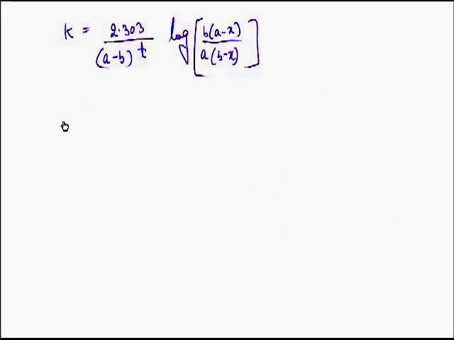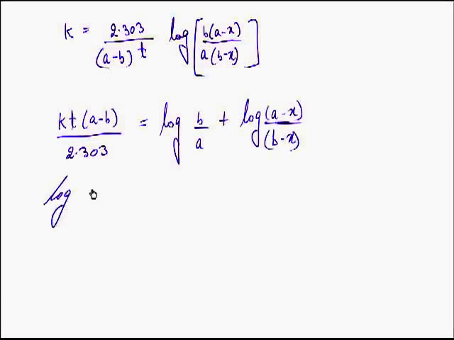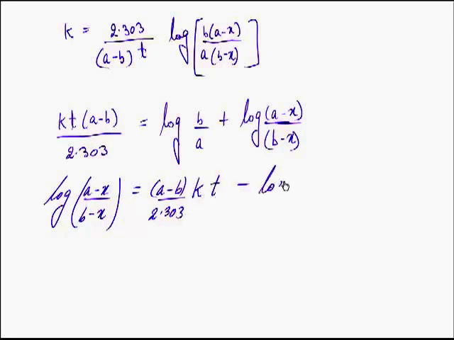We can always rearrange this equation and write it as k into t into a minus b upon 2.303 is equal to log b upon a plus log of a minus x upon b minus x. Now if I make log a minus x upon b minus x as the subject of the formula, then what we'll get is a minus b upon 2.303 times k times t minus log b upon a, which can always be written as plus log a upon b.